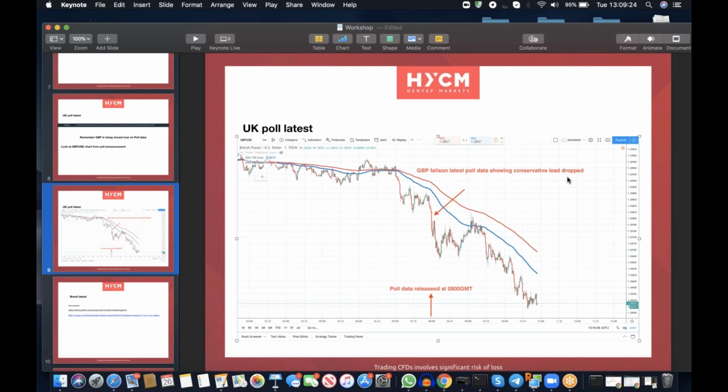Now if there's another poll that comes out tomorrow or tonight, and it suddenly says the Conservative majority lead has grown, then that pound weakness will be reversed, and all of a sudden we will see pound strength coming back into the market. So that's something to be very, very aware of.